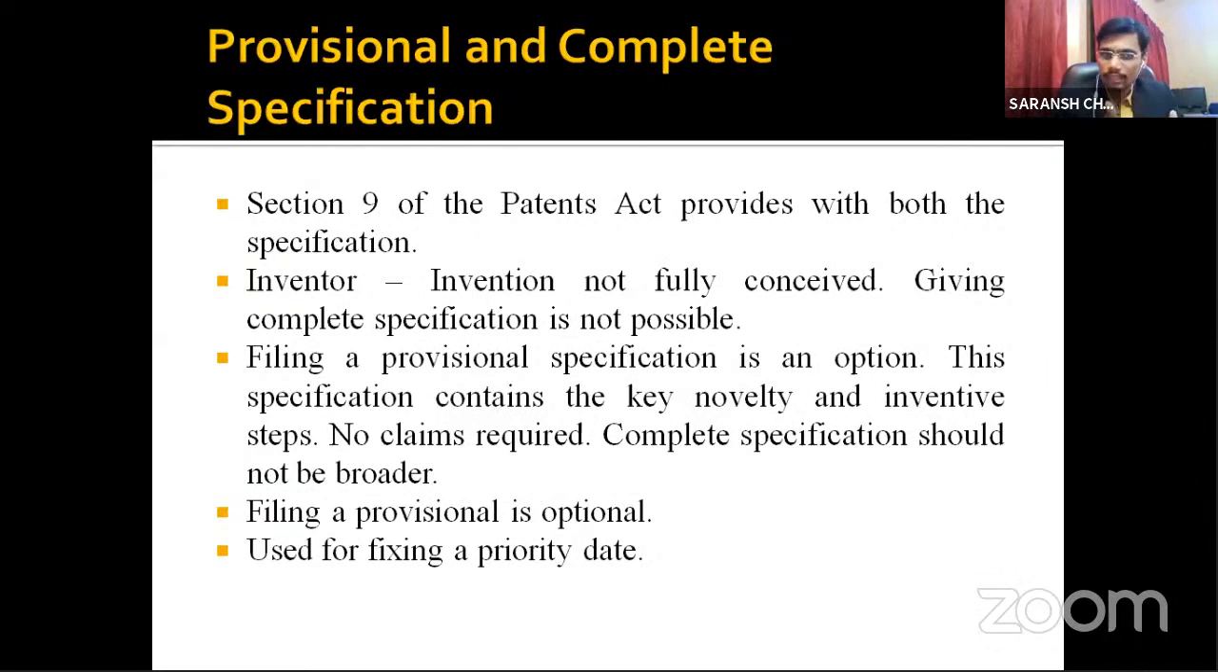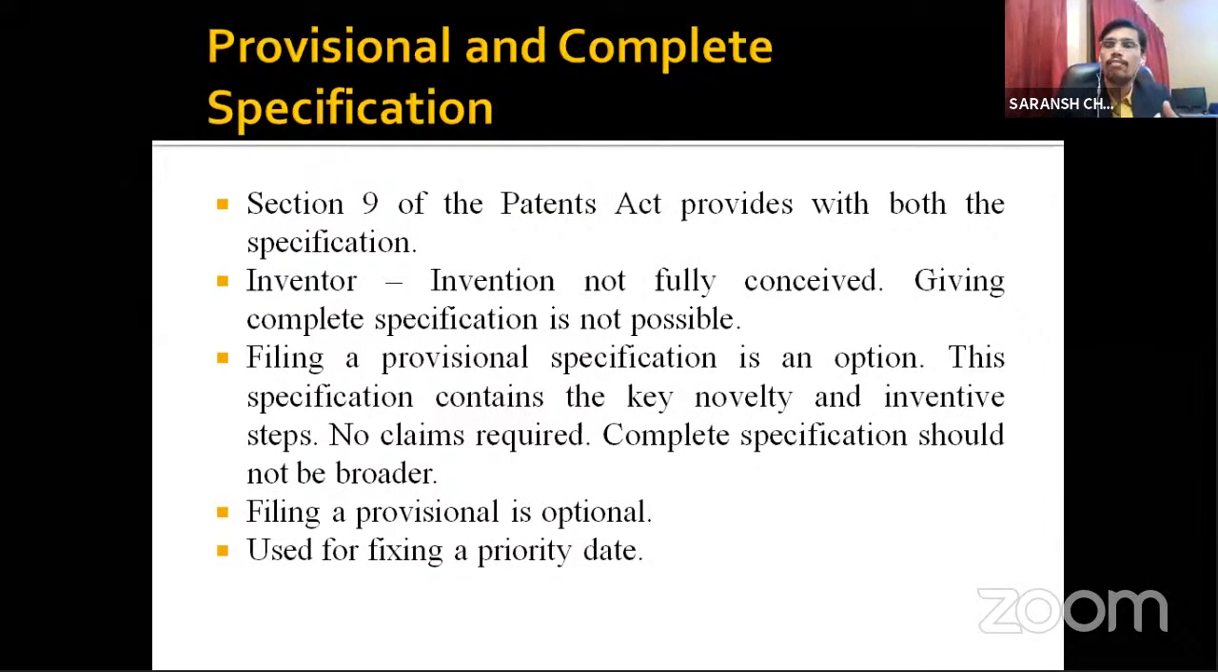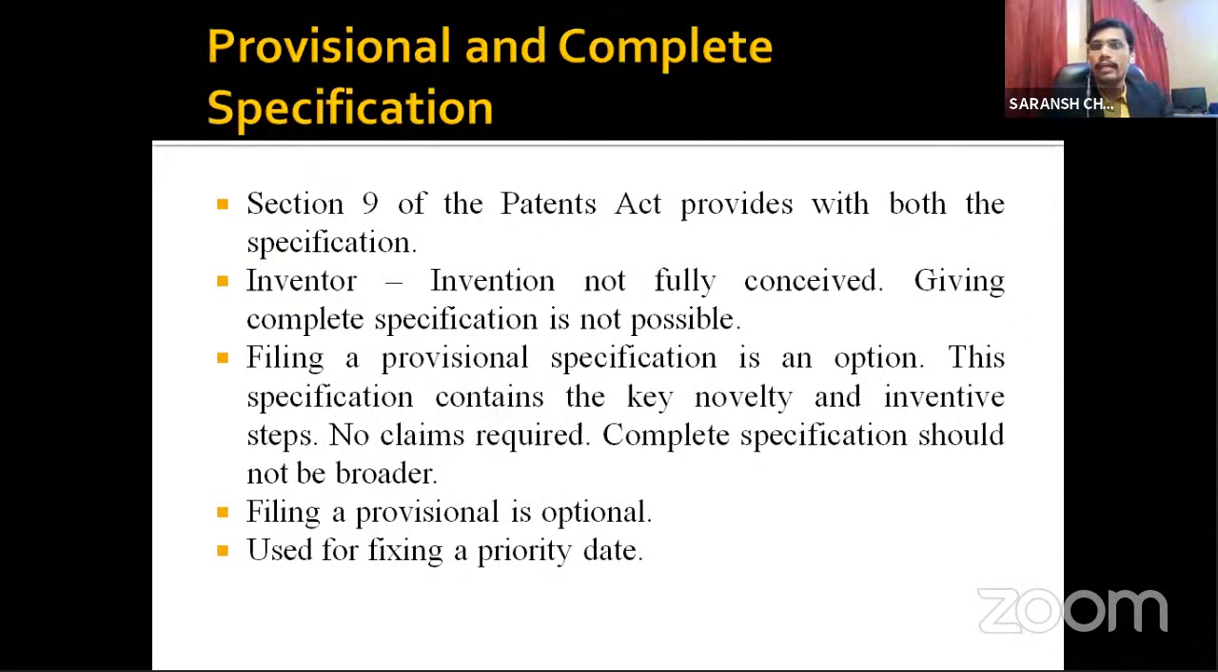Section 9 provides for both the specifications. So if you have not fully conceived the invention, and you know that writing the whole claim specifications will not be possible for you, filing a provisional application is an option for you in the patent office. Now what is important is the merits and demerits.